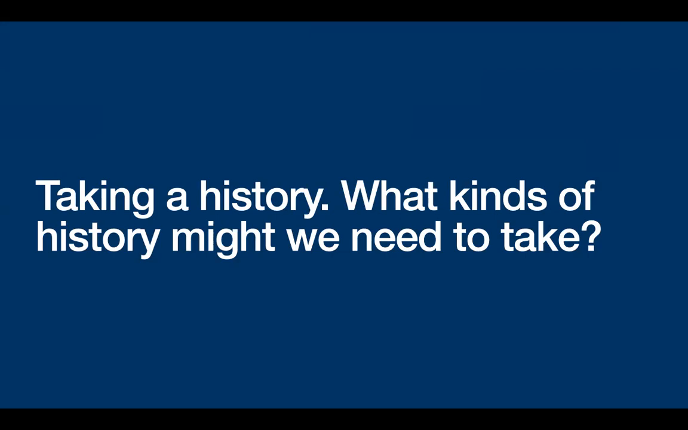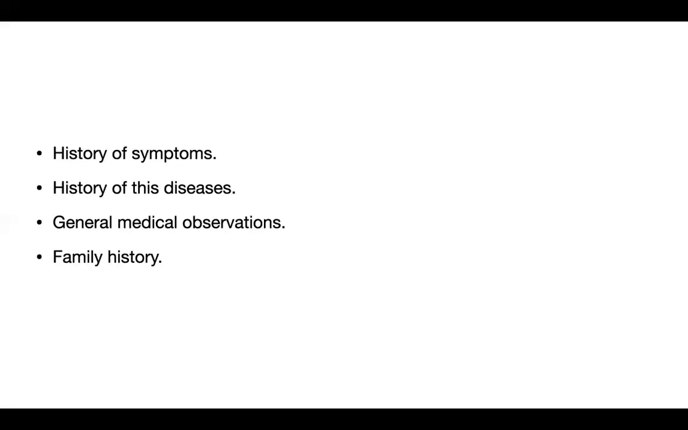Has anything like this happened before? And the patient's occupation. I think this comes under social history, but we're going to move on. Those are really good points. These are the 4 types of history that are very important to be able to take: history of symptoms, history of this disease, general medical observations, and family history. All very important in knowing exactly what this patient has.